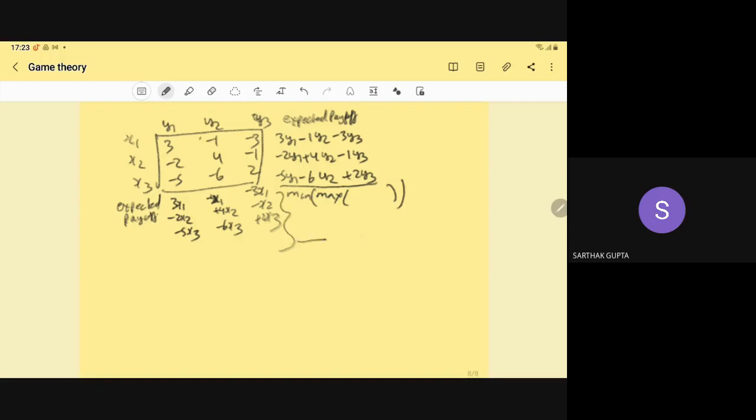For the row we have to compute first the row min, and for the row min we have to compute the max. It means the value of the game will be the min of max of 3y1 minus y2 minus 3y3, minus 2y1 plus 4y2 minus y3, and minus 5y1 minus 6y2 plus 2y3, right? 2 by 3.